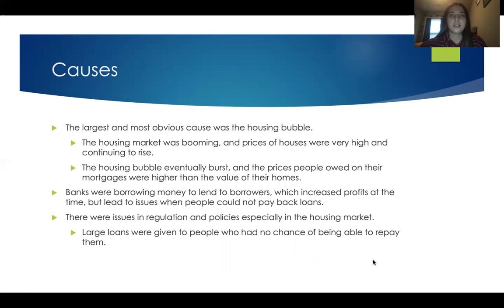Lastly, the financial crisis was caused by issues in regulation and policies, especially regarding the housing market. Regulations on mortgages and on who could borrow were not strict enough, causing many issues. Many large loans were given to borrowers who had no possible way to repay them due to the loose policy.